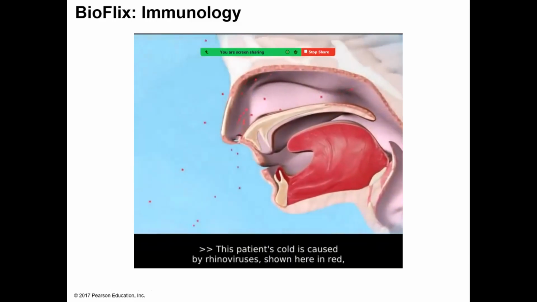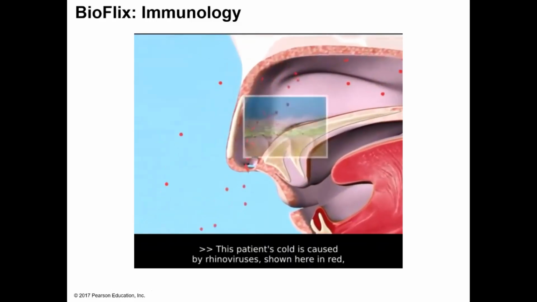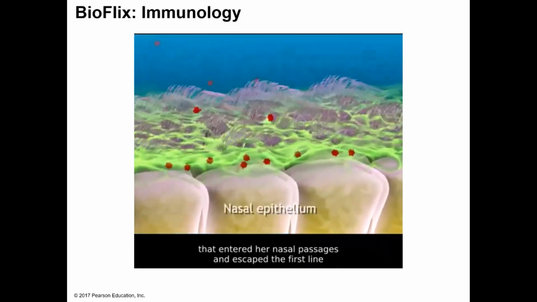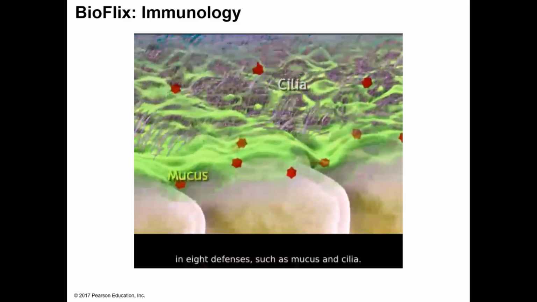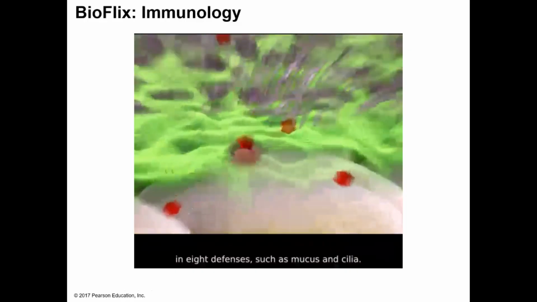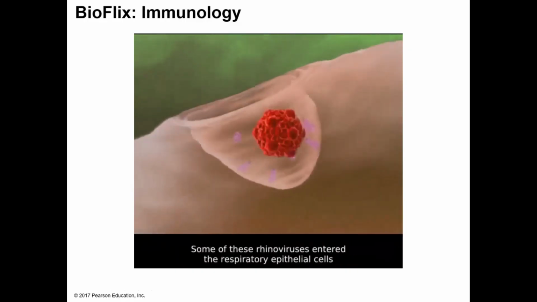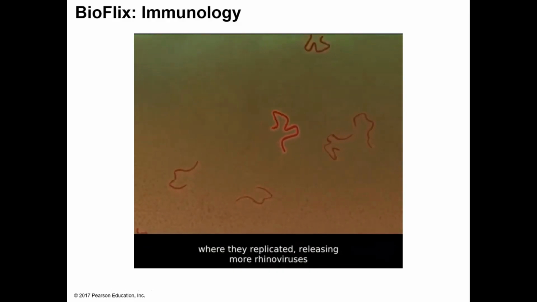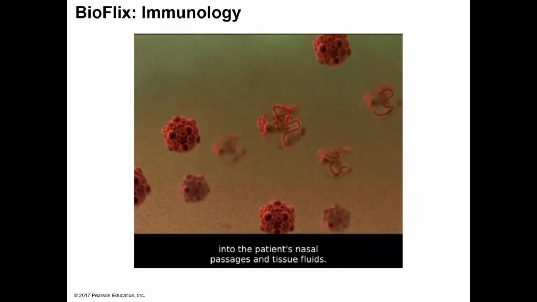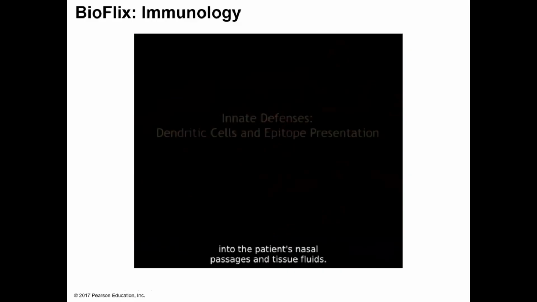This patient's cold is caused by rhinoviruses, shown here in red, that entered her nasal passages and escaped the first-line innate defenses such as mucus and cilia. Those are the barrier defenses. Some of these rhinoviruses entered the respiratory epithelial cells where they replicated, releasing more rhinoviruses into the patient's nasal passages and tissue fluids.